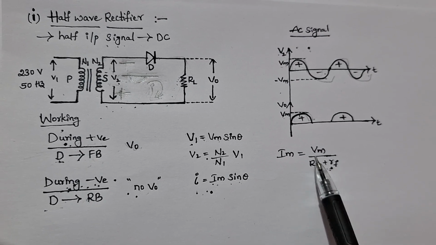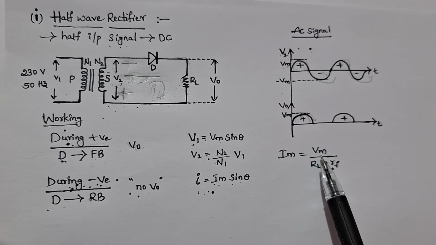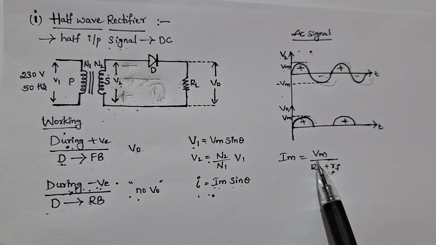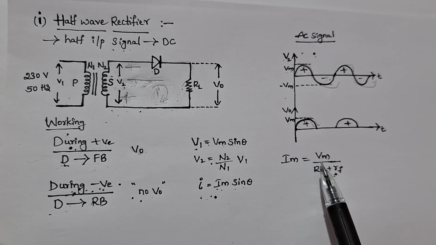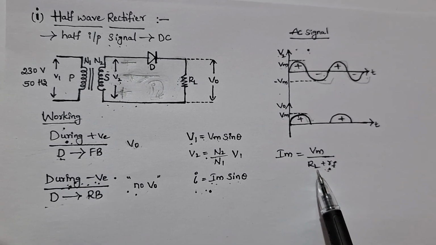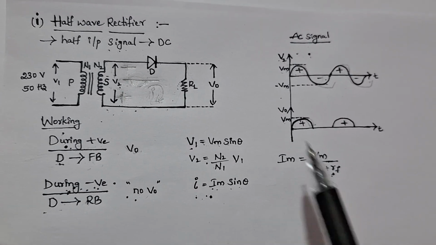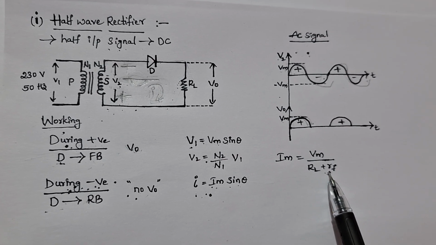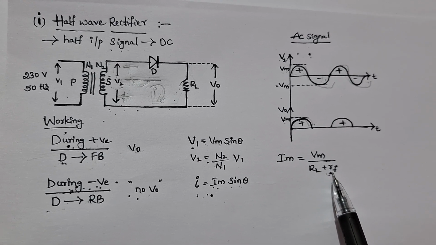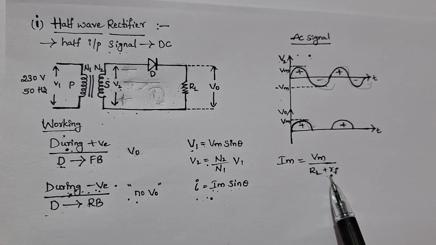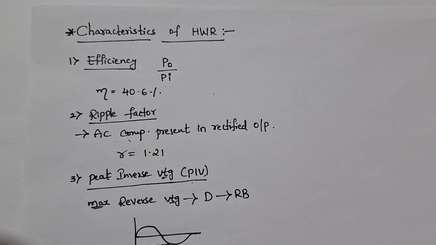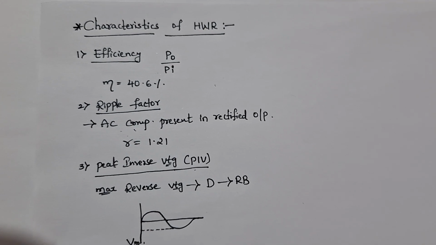Vm is a peak voltage, from 0 to maximum voltage. Next, RL is the load resistance, and the small rf is the forward resistance of the diode, and we know the forward resistance of the diode is very less.